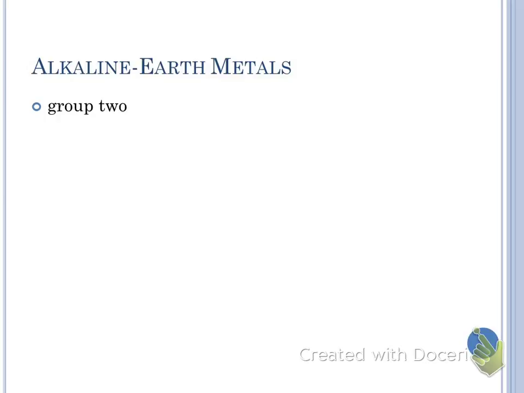Okay, moving to the right, group 2 is the alkaline earth metals. What elements are involved in group 2? Take a look at your periodic table. What elements are included in group 2? Anybody know? Find group 2. What elements are they? Just say them. Beryllium, magnesium, calcium, strontium, barium, and radium. Okay, so those are the group 2 elements.